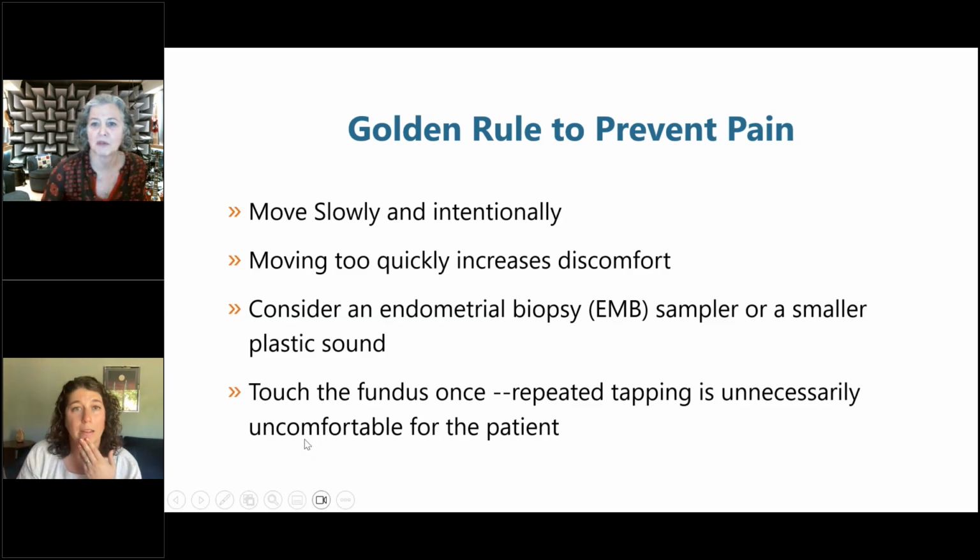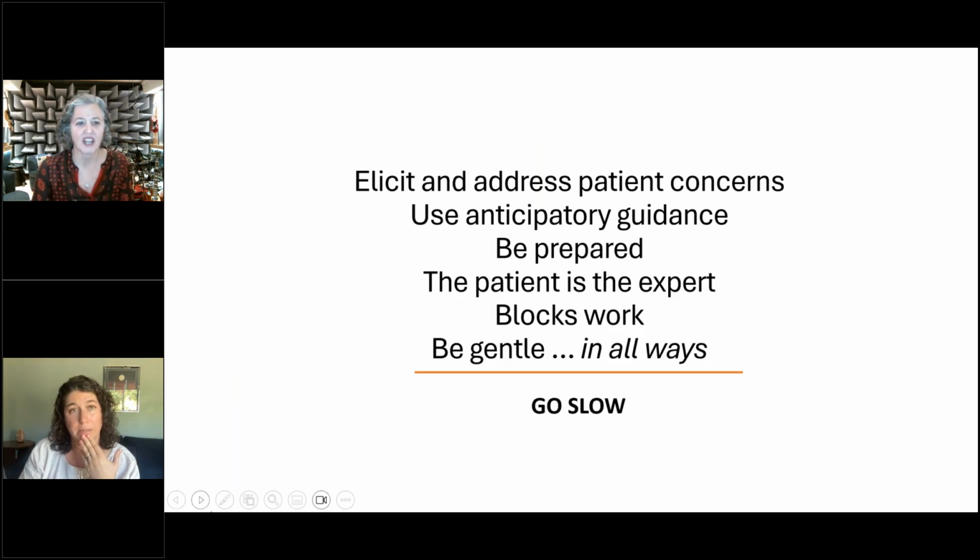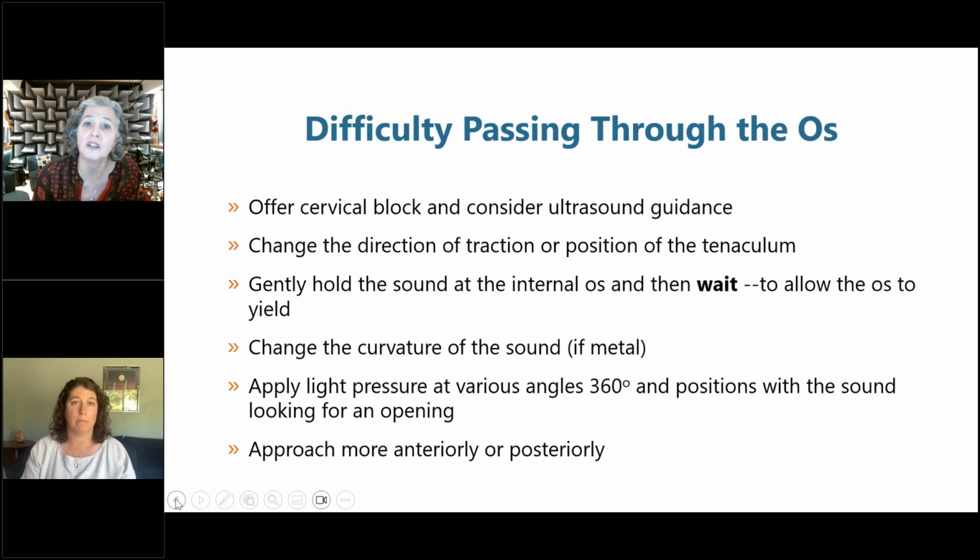We talked about the endometrial biopsy sampler as an option. And Patty, I'm just wondering if we want to stop here and answer questions. Yeah, so what I was going to say is these last two slides were extra. We weren't actually going to put them in. They were extra slides because they're not about pain and anxiety. It's about actually how to get through it when you're having difficulty passing through the os.